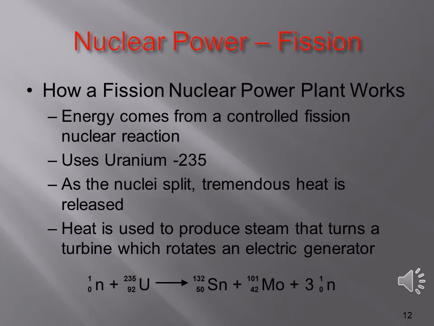Nuclear fission can be used to generate electricity. You've heard of countries that use nuclear energy. In this case, nuclear fission is used, and elements such as uranium-235 are used. As the nucleus splits, we've said tremendous energy is released. This energy is used to produce steam that in turn turns turbines, which rotate an electric generator to produce electricity.